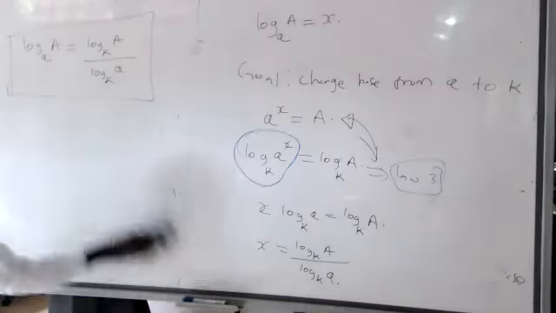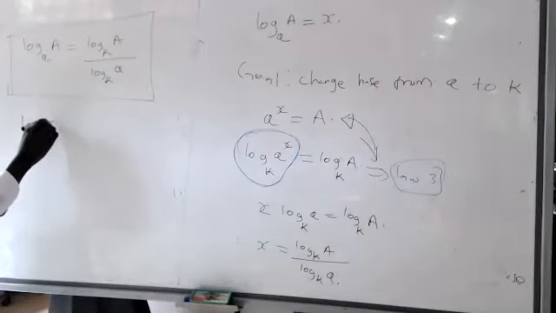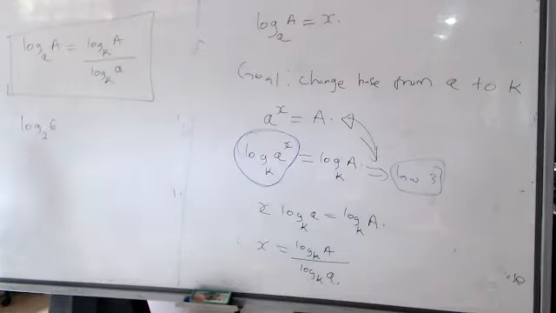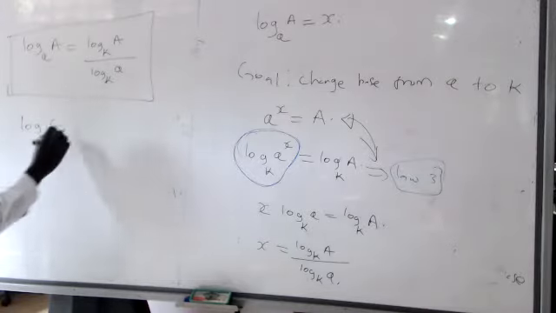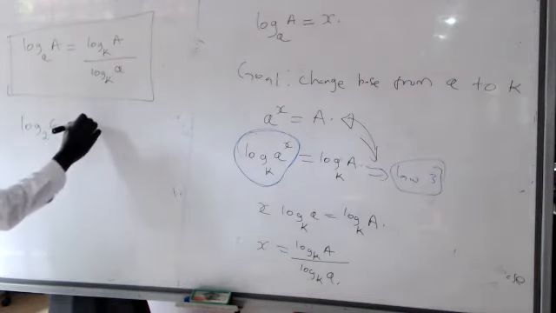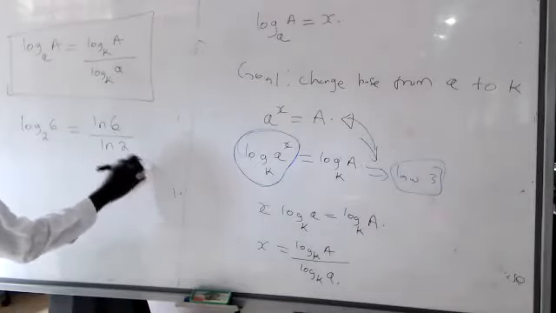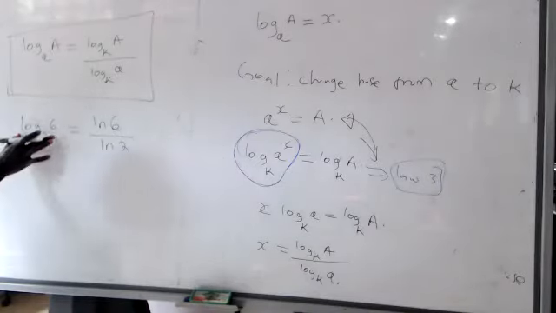For example, suppose I ask you to compute log to the base 2 of 6 with the help of your calculator. I know so well that your calculator cannot compute logs to the base 2. So how do you go about this? This law tells us to change it to any base we're interested in. For example, if I want the natural base, then I take the natural logarithm of 6 divided by the natural logarithm of 2. This should be my log to the base 2 of 6.